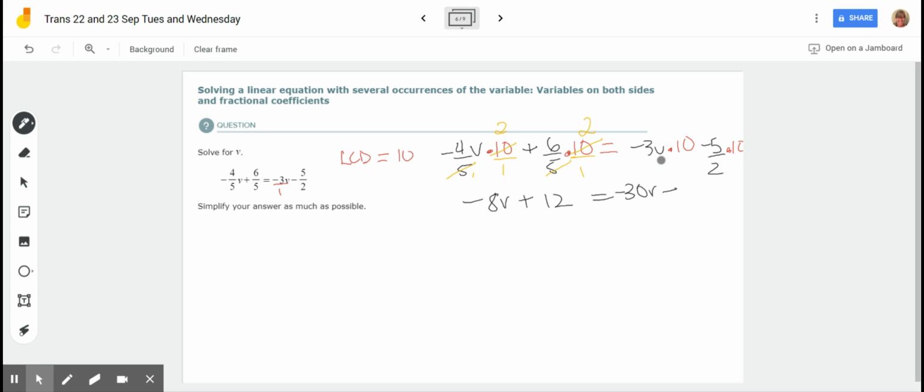don't try to make that into a fraction. There's no reason to put that over 1. Don't do that. I've seen a lot of kids do that recently, and I don't know why. Okay, and then here, 2 goes into 10, 5 times 5 is 25.